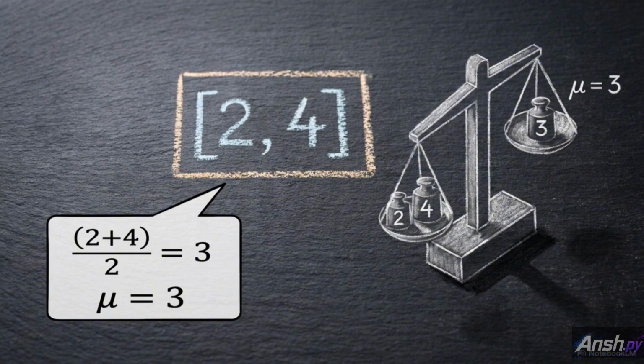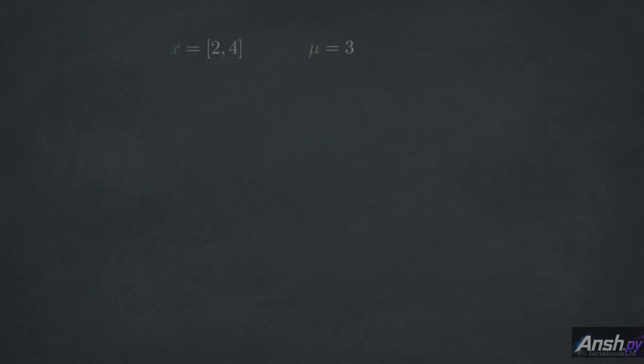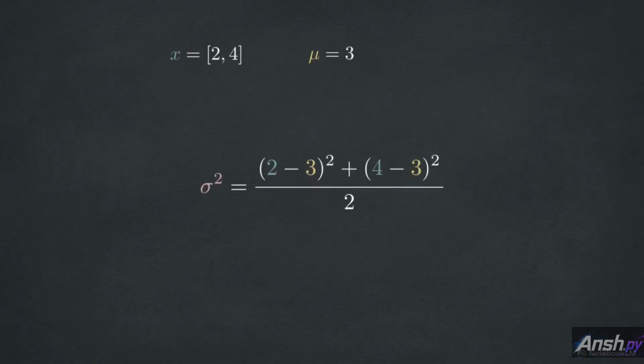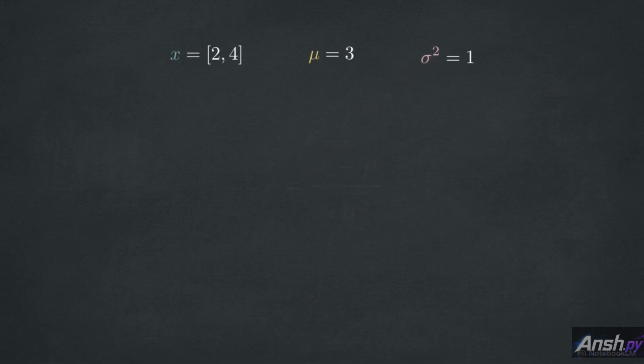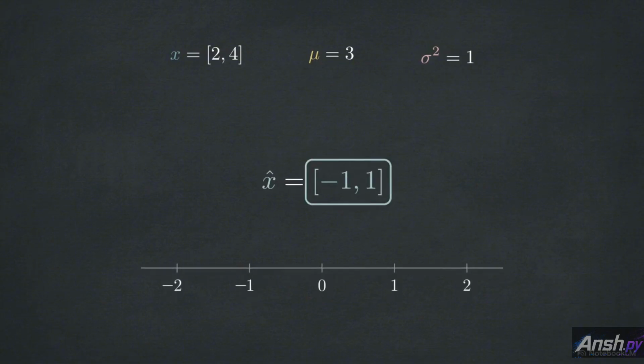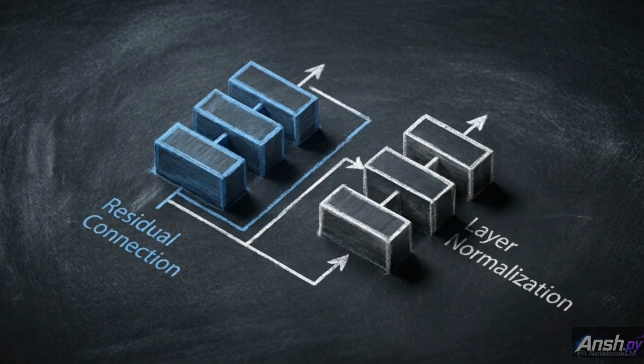This formula handles the normalization step for an input array of 2, 4. First, we calculate the mean. The average of 2 and 4 gives us a mean of 3. Next is the variance. We take the average of the squared differences from that mean, which gives us 1. By subtracting the mean and dividing by the square root of the variance, our original array of 2, 4 normalizes perfectly into -1, 1. These two mechanisms work in tandem.